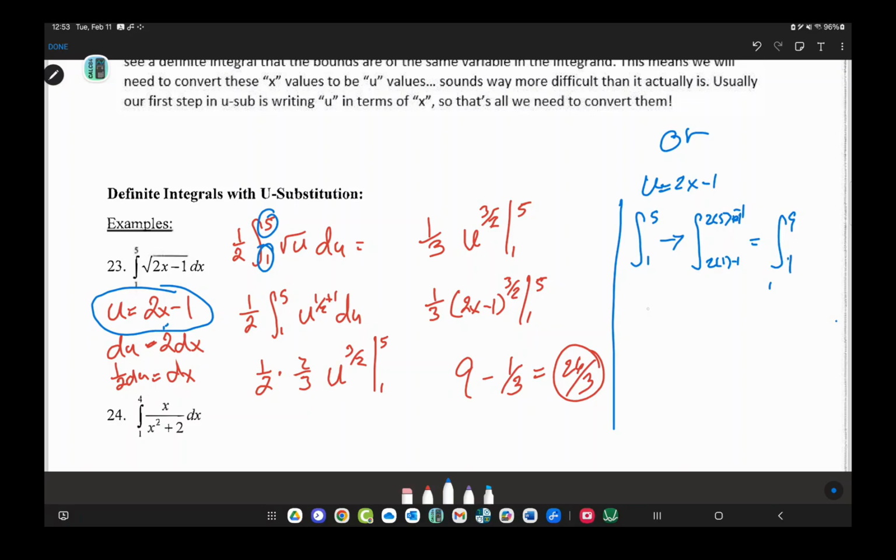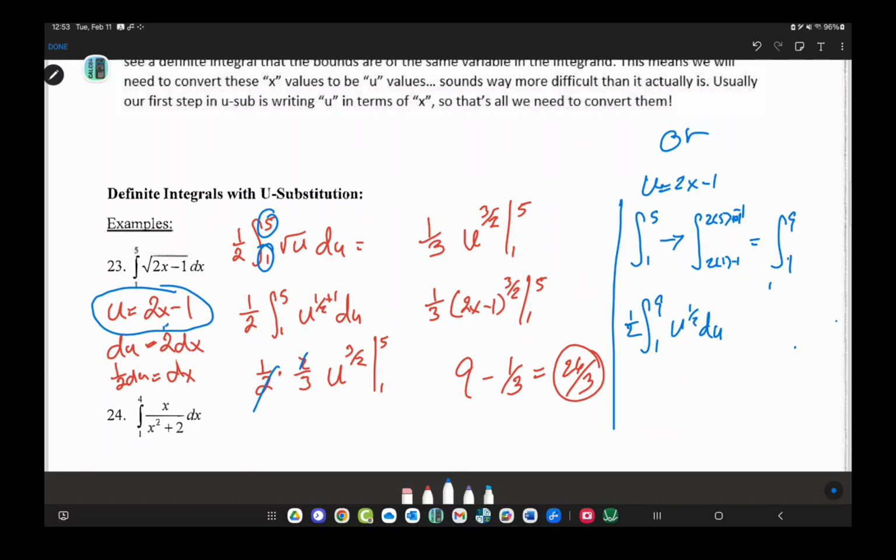So now when I do the integral from 1 to 9 of u to the 1/2, shouldn't that be 2/6 instead of 1/3, because it's 1/2 times 2/3? No, because you cancel the 2's out. Oh yeah, 2/6 is 1/3. All right, so now we have 1/2. Now my bounds go from 1 to 9.